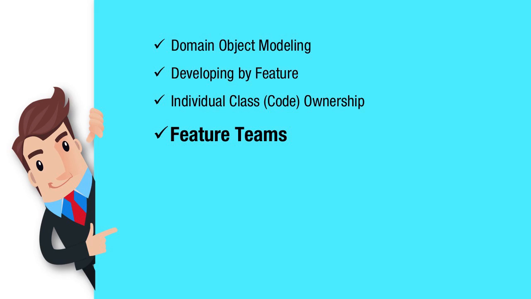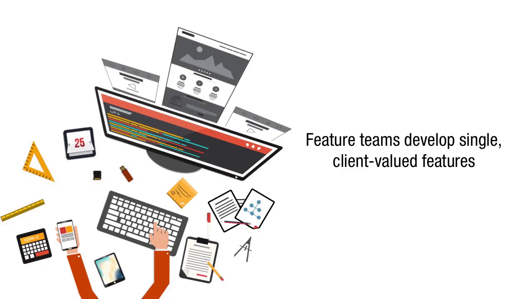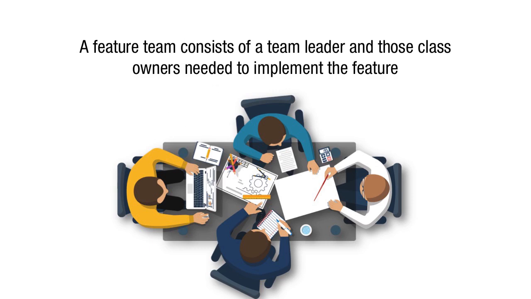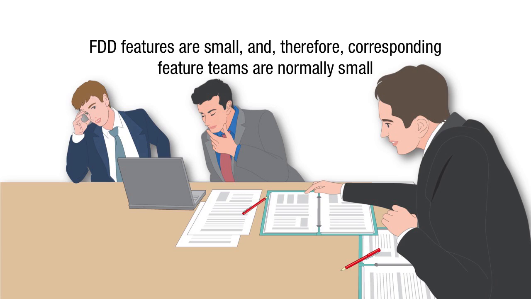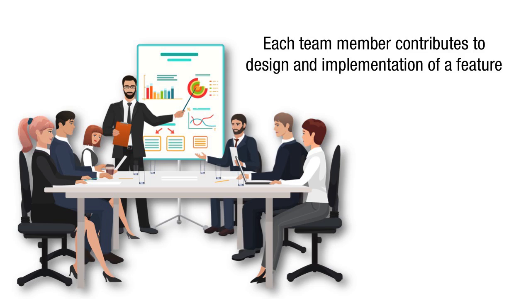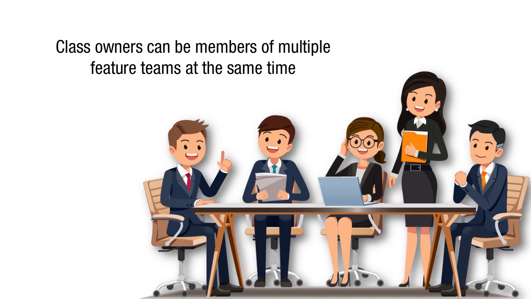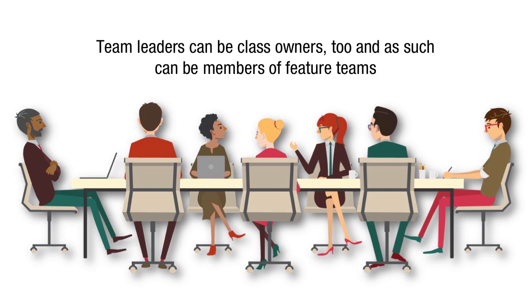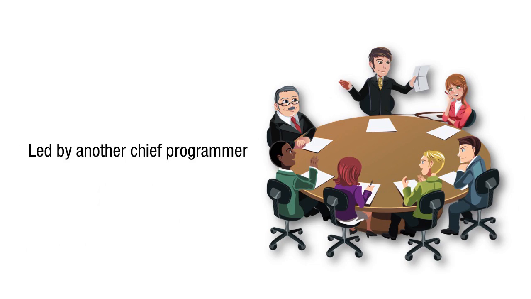Feature teams. Feature teams develop single client-valued features. A feature team consists of a team leader, typically a chief programmer, and those class owners needed to implement the features. FDD features are small, and therefore the corresponding feature teams are normally small, consisting typically of 3 to 6 people. Each team member contributes to the design and implementation of a feature. Class owners can be members of multiple feature teams at the same time. Team leaders can be class owners too, and as such, can be members of feature teams led by another chief programmer.